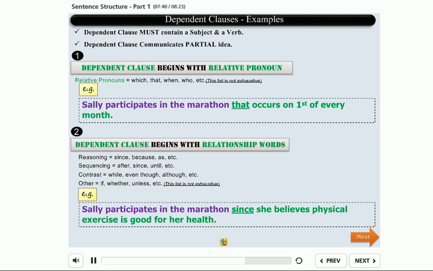Furthermore, also note that these relationship words do not always have to begin a clause. These may begin a phrase as well. For example, since 1990, Tom has been employed. Here, even though the marker since is present, it does not begin a clause. It simply presents a time frame. Similarly, the word after does not begin a clause. It forms a phrase, after sunset, to establish the time sequencing. Once again, review the two ways in which a dependent clause can be formed.